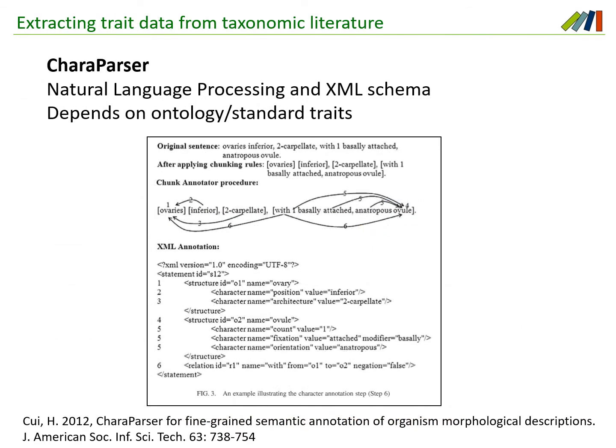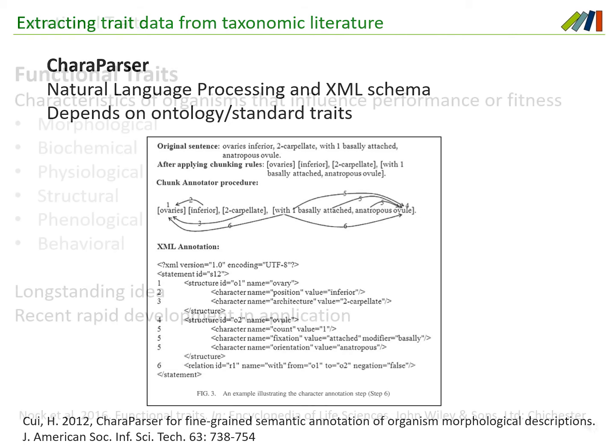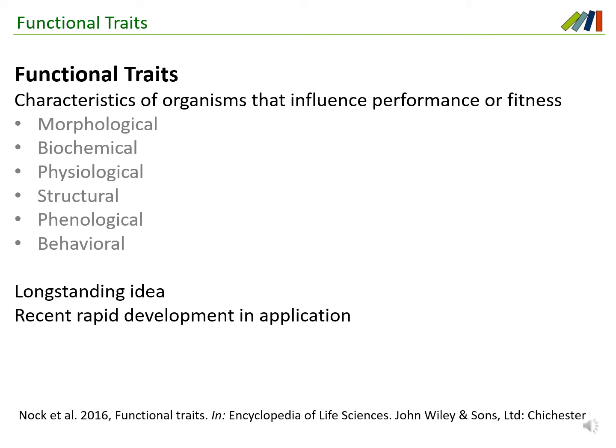There are efforts to build natural language processing algorithms to convert semi-structured text, such as you would find in a taxonomic description, into structured trait data based on ontology. Now we are going to focus on a particular class of traits called functional traits. These are characteristics of an organism that influence performance or fitness and may be morphological, chemical, behavioral, etc.